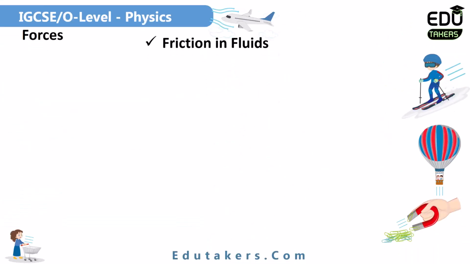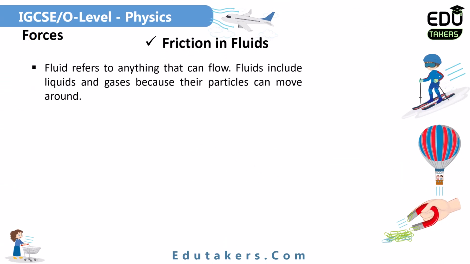Next is the friction in the fluids. So which term is basically used to show the friction in the fluid? First of all, what is meant by the fluid? Fluid is anything that can flow. If I say that water can flow, water is a fluid. After that, if I say honey can flow, honey is a fluid. So anything that can flow easily is basically called a fluid.